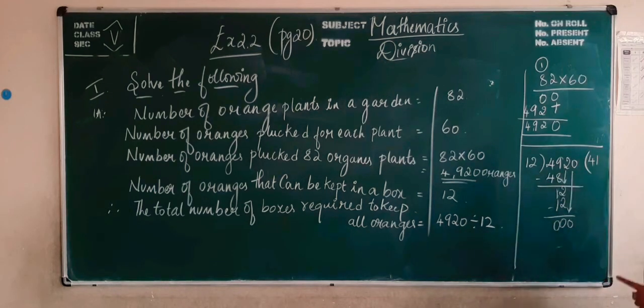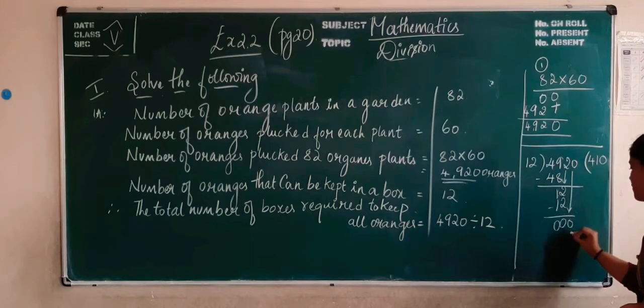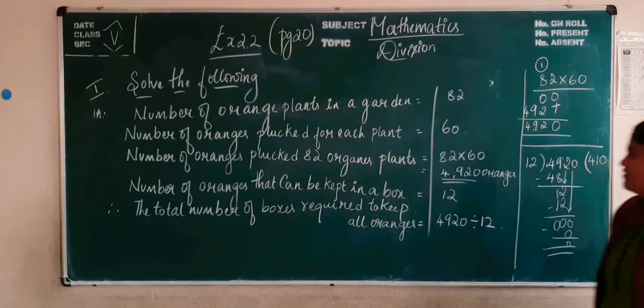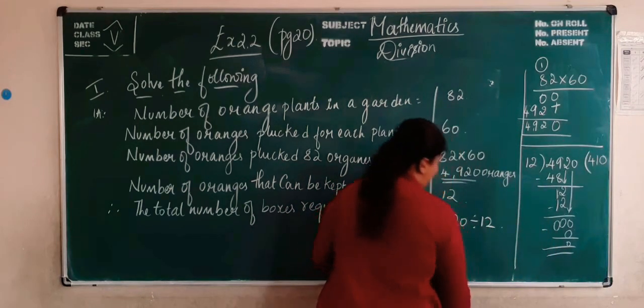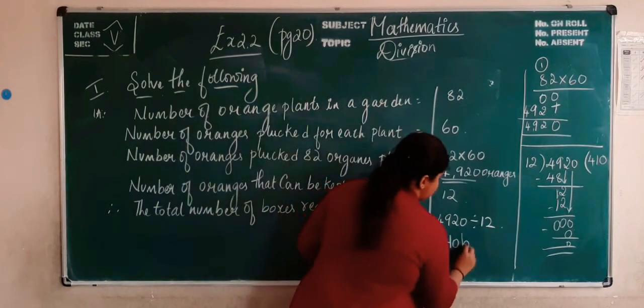That is, yes, 0. I'll bring 0 down. 12 how much should I take? Yes, we know that 12 zeros are 0. 0 minus 0 is 0. Therefore, the final answer is 410. What is this 410? Boxes.